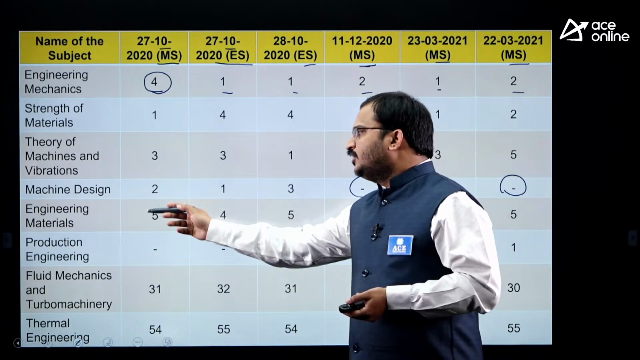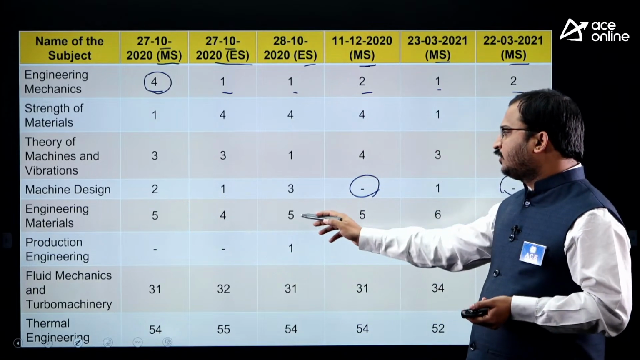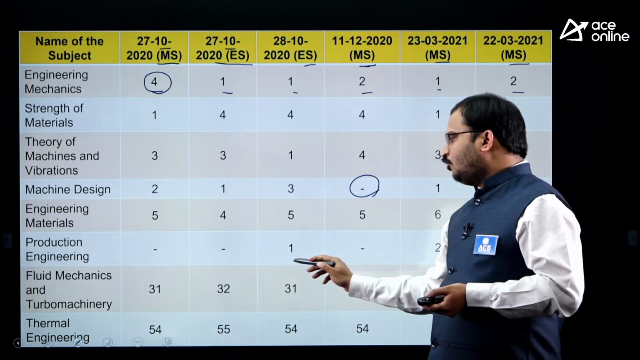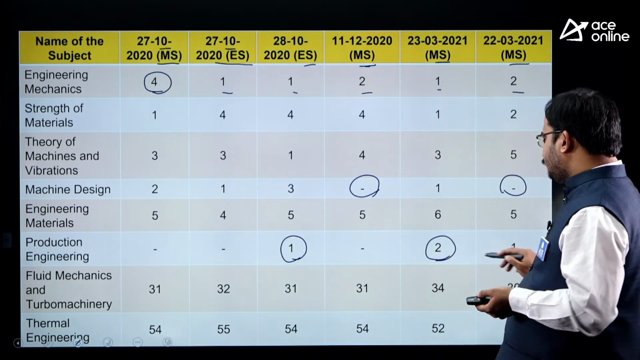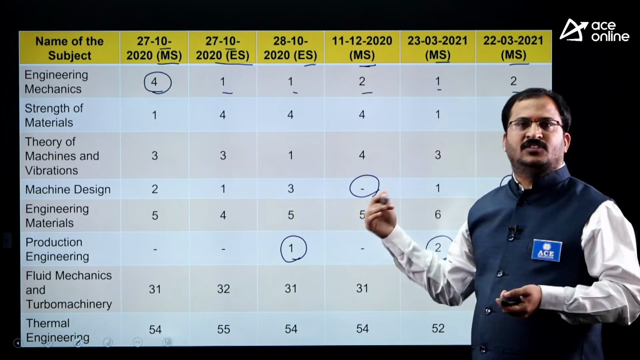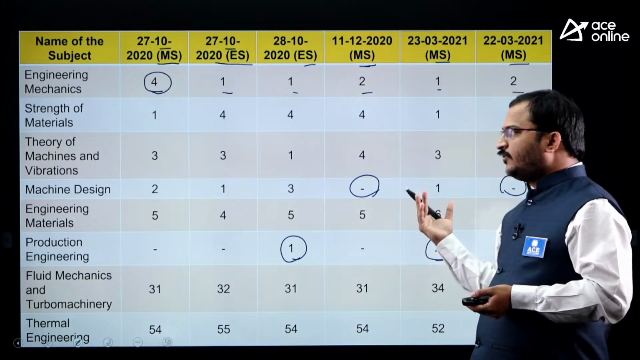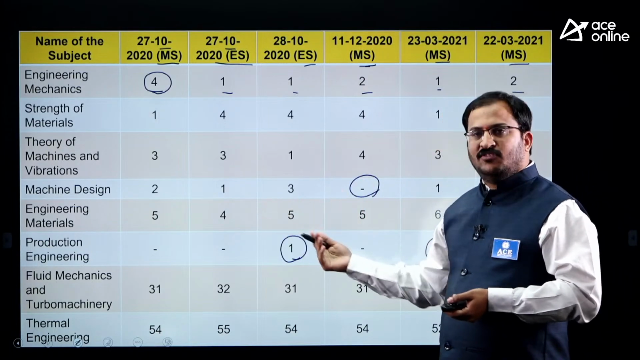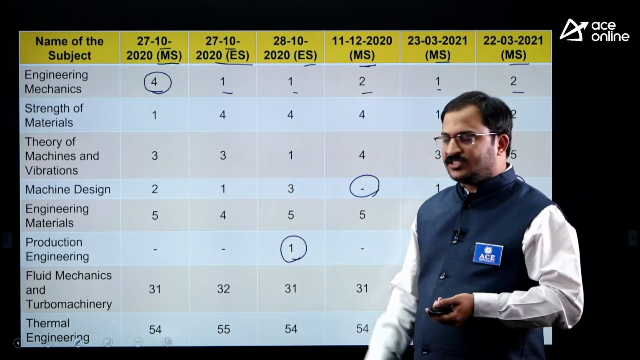Then coming to engineering materials 5 marks, 4 marks, 5 marks, 5 marks, 6 marks, 5 marks. So in production engineering, only in these 2 or 3 papers you have got only 1 mark, but for material science or engineering materials there was enough weightage. Okay, why is this like this? I will show you the syllabus so that you can understand that.